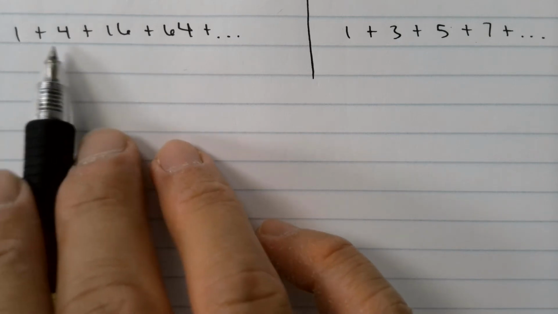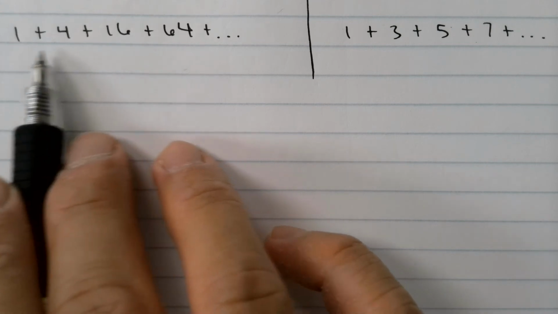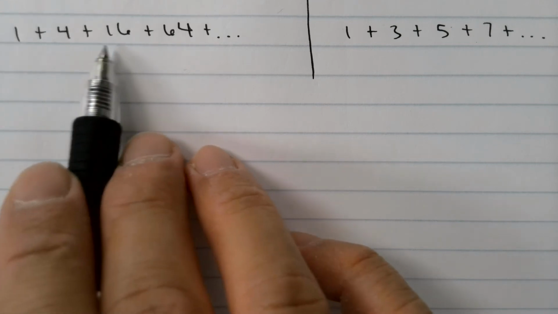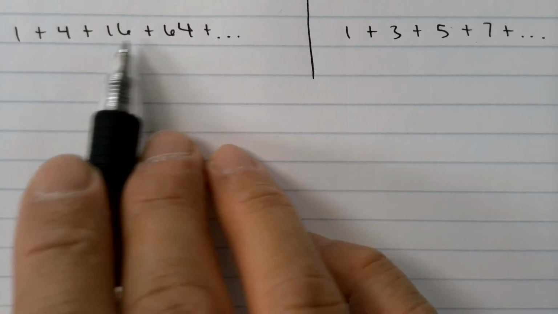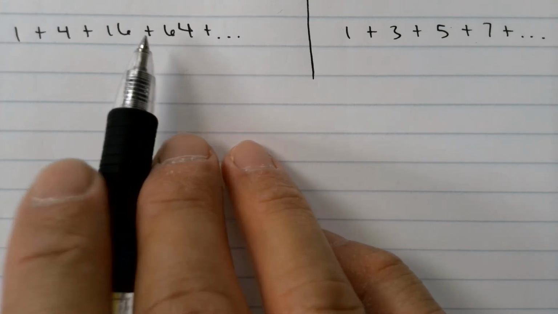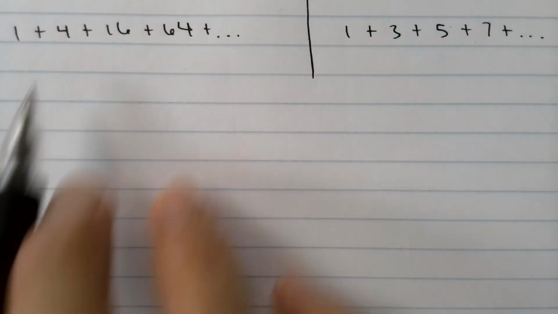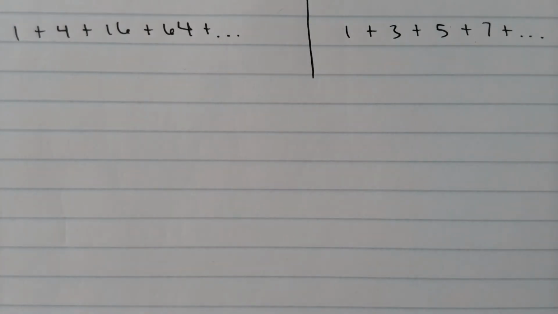So I'm already noticing there's a break in the pattern here. I'm not adding 3 each time. I started off with 3, and now I'm adding 12. To get from 16 to 64, I have to add 48. So this does not look like an arithmetic series where the terms go up by a common difference, or you're adding by a certain value.